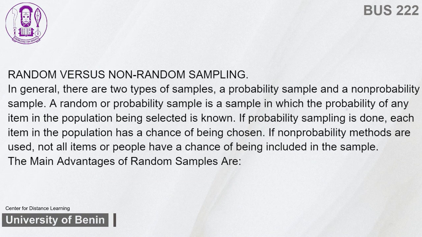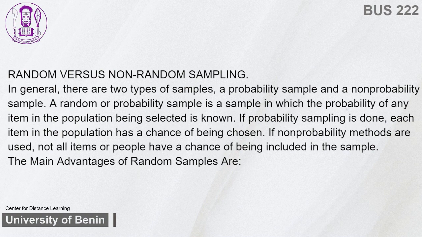Random versus non-random sampling. In general, there are two types of samples, a probability sample, and a non-probability sample. A random or probability sample is a sample in which the probability of any item in the population being selected is known. If probability sampling is done, each item in the population has a chance of being chosen. If non-probability methods are used, not all items or people have a chance of being included in the sample.